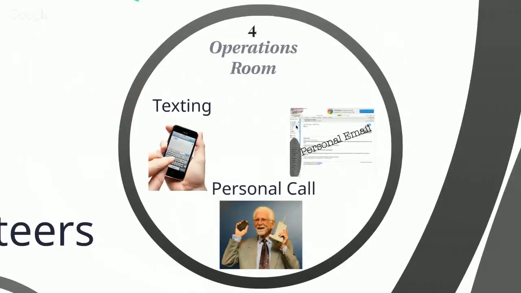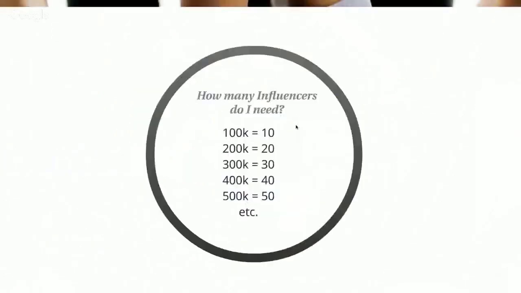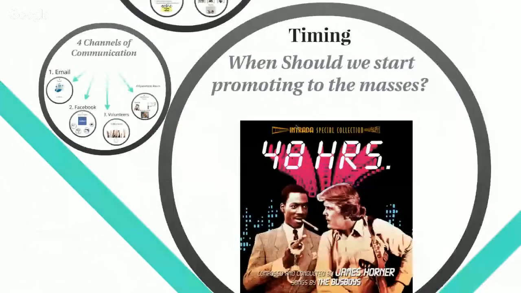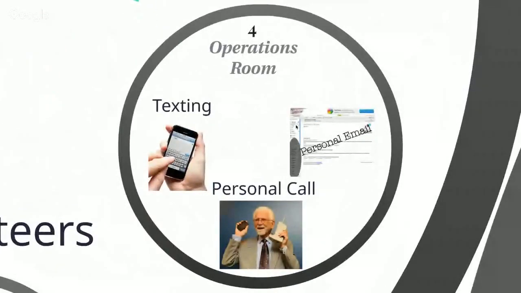Lastly is the operations room. These are influencers that are going to push the campaign. This is the operations room itself. What happens in the operations room? Number one, you're going to send out texts, personal emails, and most effective would be personal calling that we are going to have these influencers do.